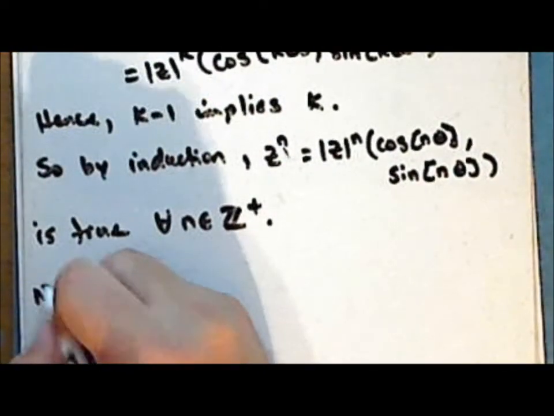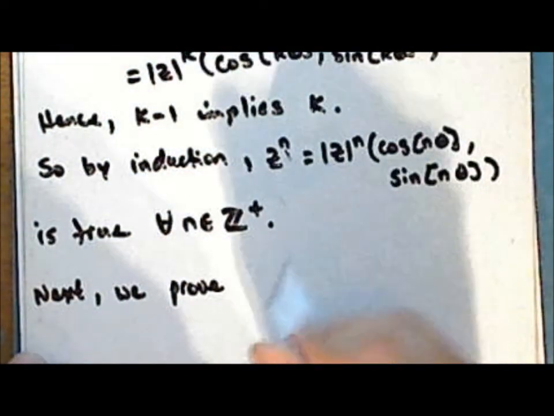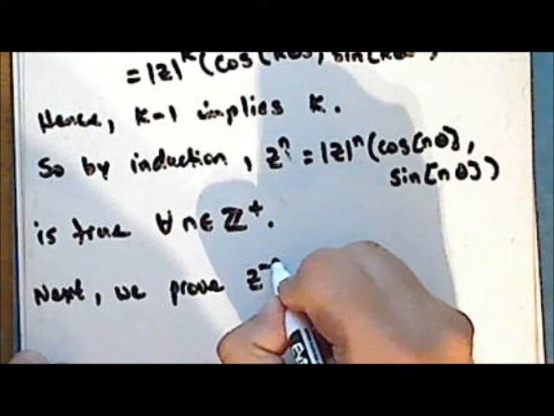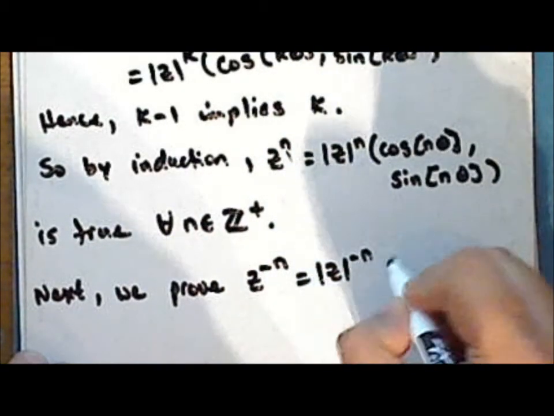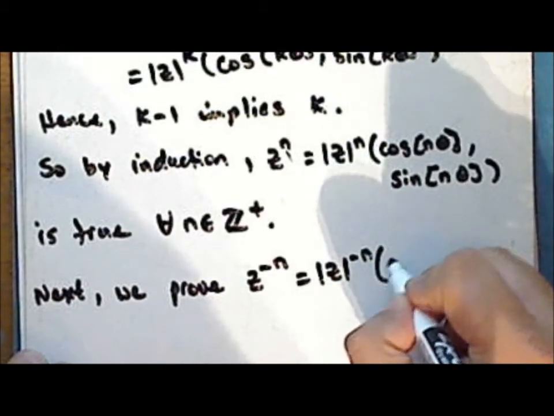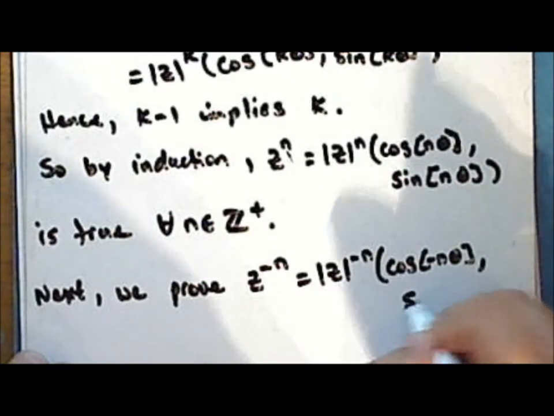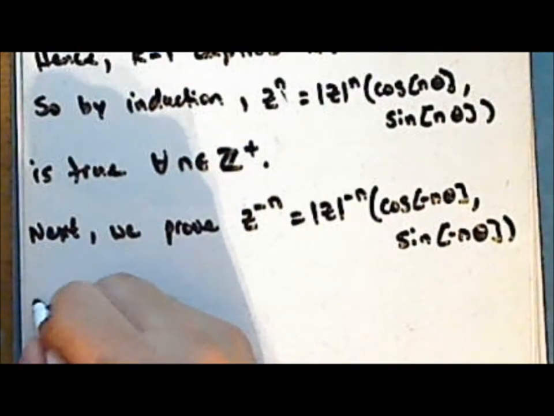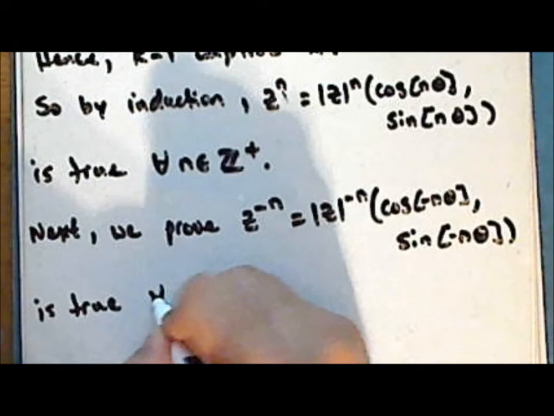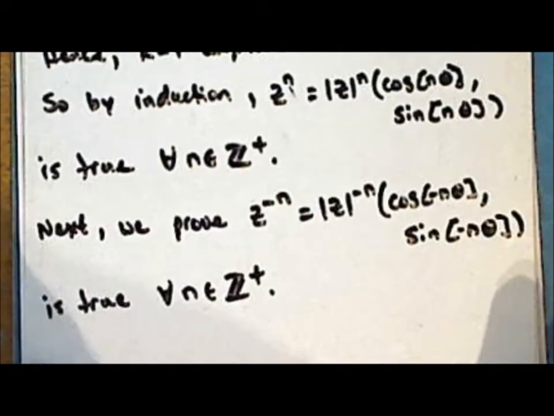So next, we prove that z to the power of minus n is equal to the modulus of z to the power of minus n times the ordered pair cosine of minus n times theta, sine of minus n times theta. We prove that this statement is true for every positive integer n. So once again, our proof will be by induction.